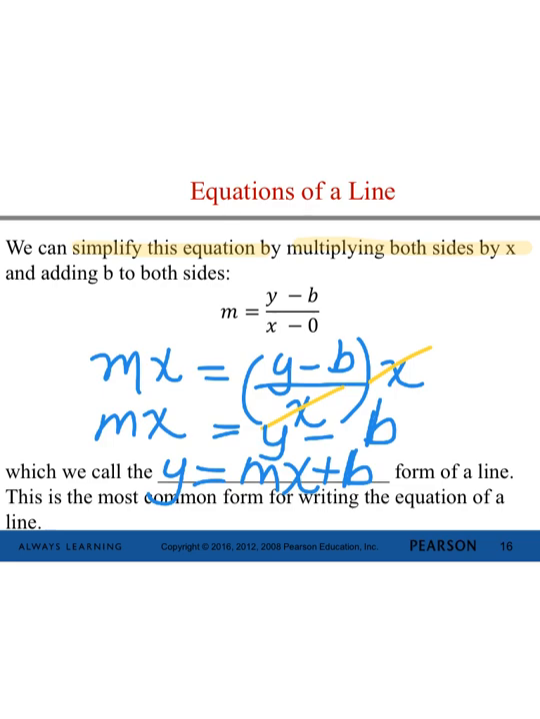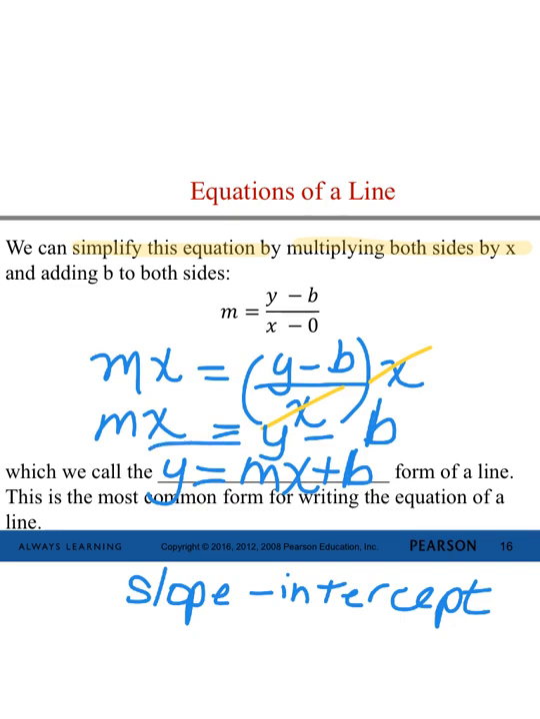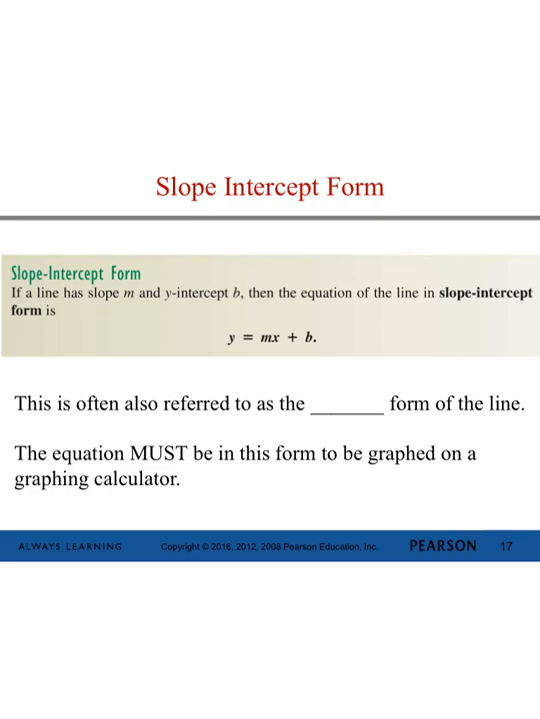And we call this the slope-intercept form of the equation of a line, slope-intercept. That's a very important and very useful form to have. There's several forms, but that's the one that we use with the graphing calculator. So the slope-intercept form is also often referred to as the function form of a line.